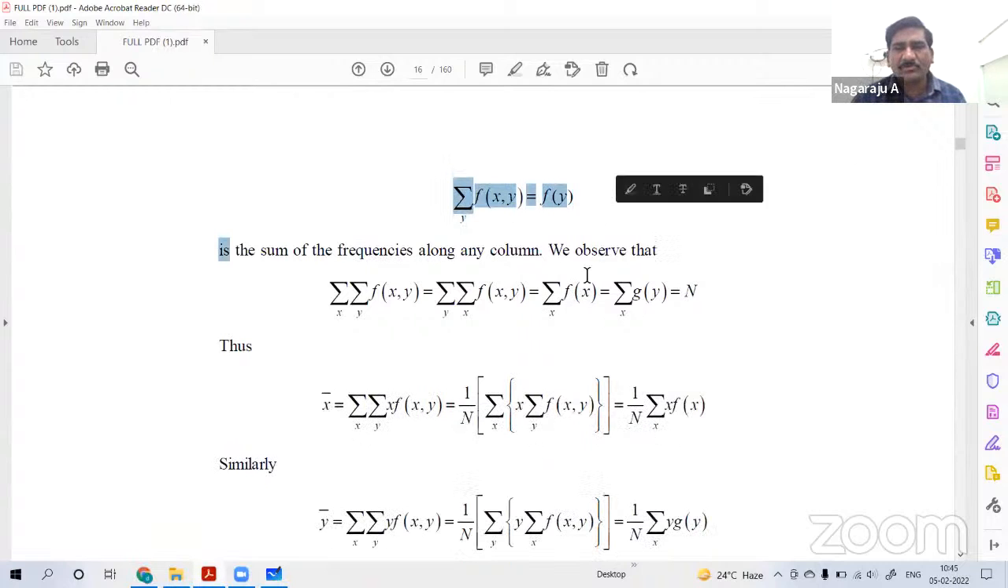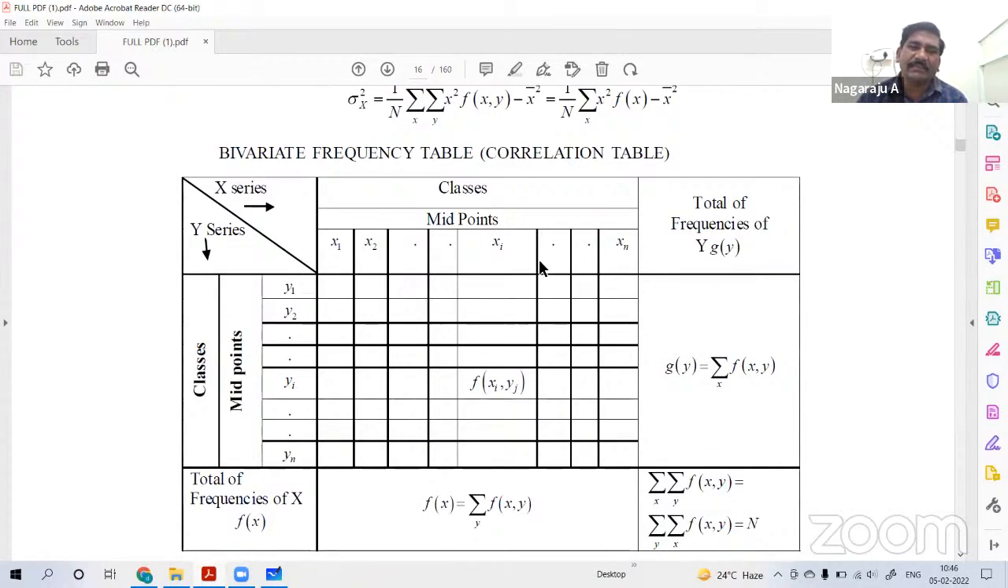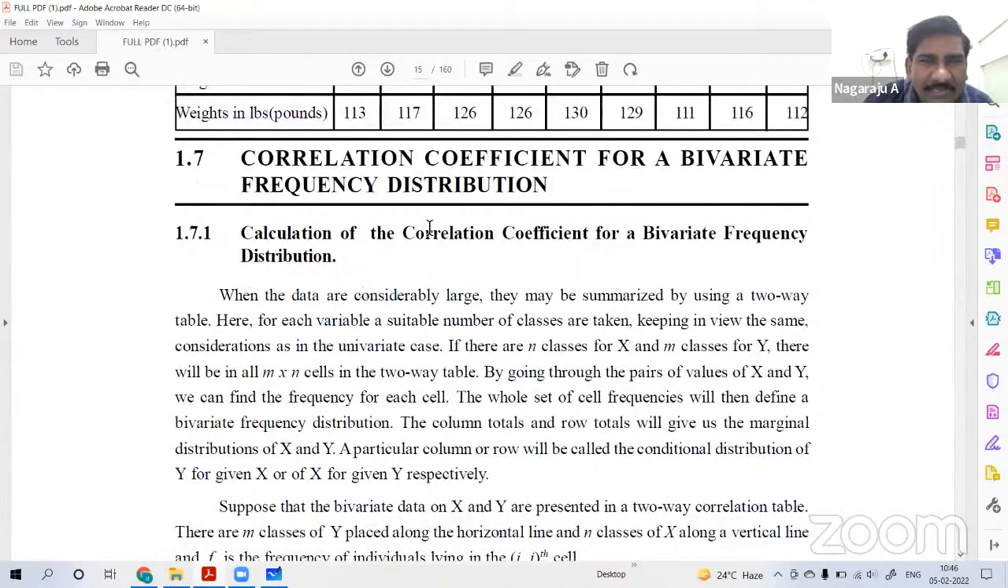Summation of x and y equals f of x comma y, so it is the sum of the frequencies along any column. We observe that summation f of x comma y equals summation f of x and summation g of y equals n. If I calculate x bar and y bar, then we can calculate this kind of table with total frequency. This table is the bivariate distribution table, for the correlation coefficient for bivariate frequency.